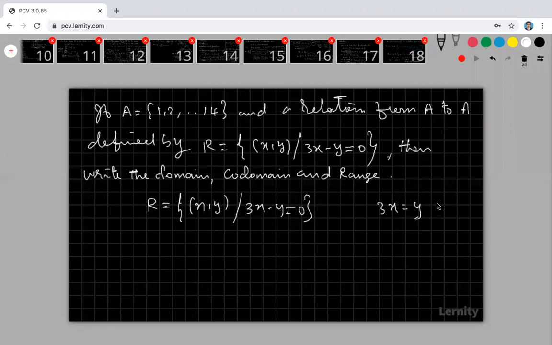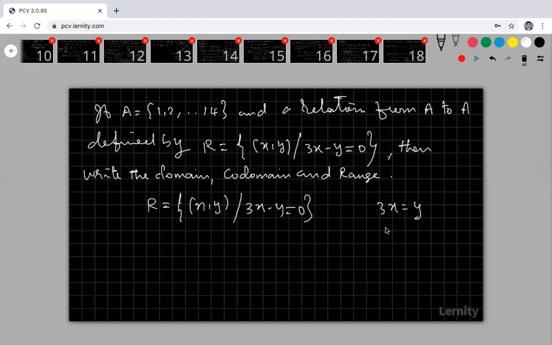Yes, Harish, codomain means the second set fully. The full second set is the codomain, while range is the set of second elements of the relation. Not a function, we are discussing only the relation now. Okay, Harish? Yeah, very good.